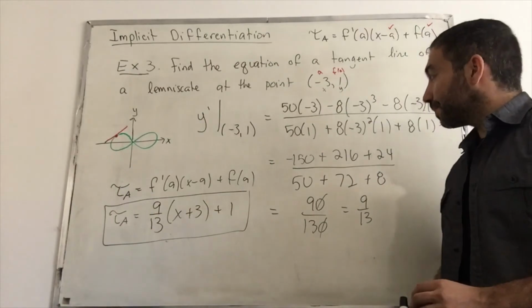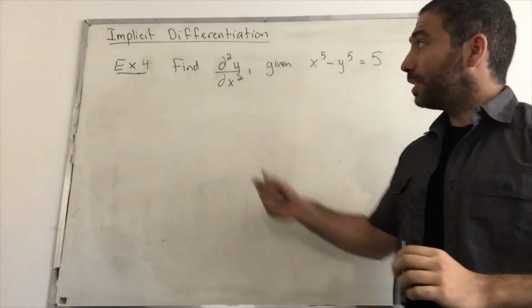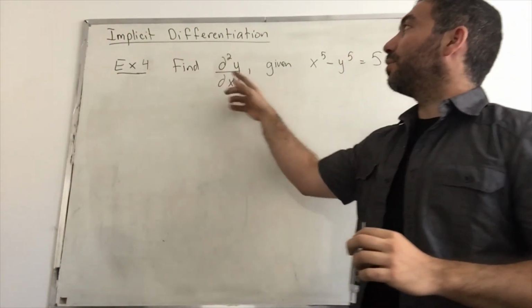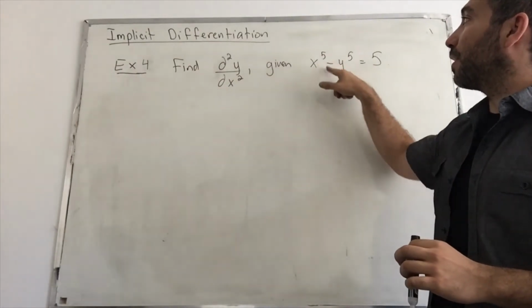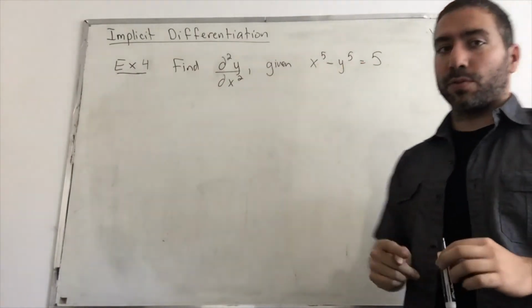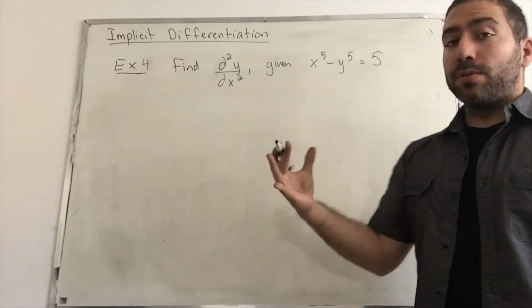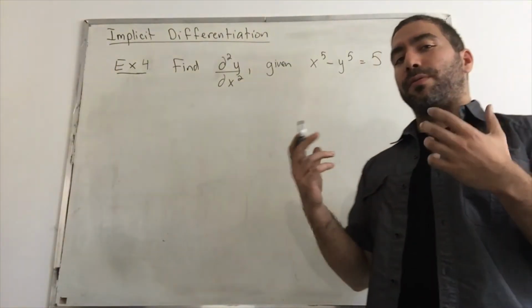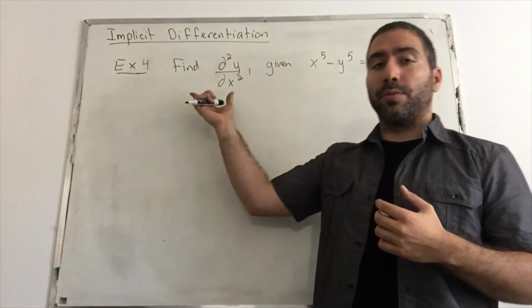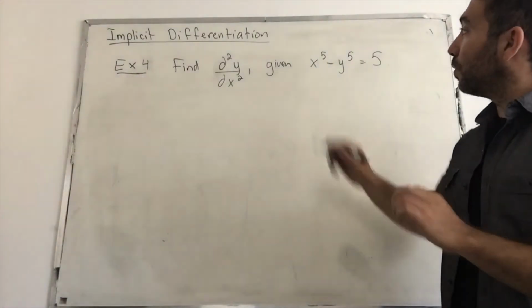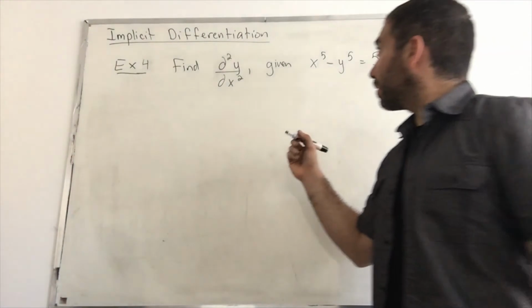Okay. Good. So in this example over here, it's asking us to find the second derivative given the function x to the 5 minus y to the 5 equals 5. So it's given to us implicitly. Notice how we're combining two different notions: implicit differentiation along with higher derivatives. But let's go ahead and do it. We know how to find the first derivative. Let's start off with that.